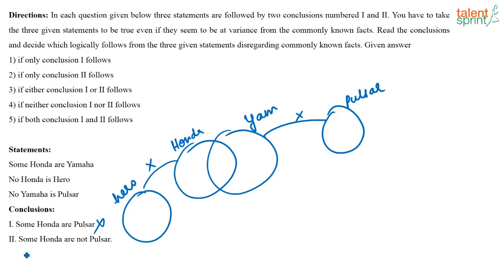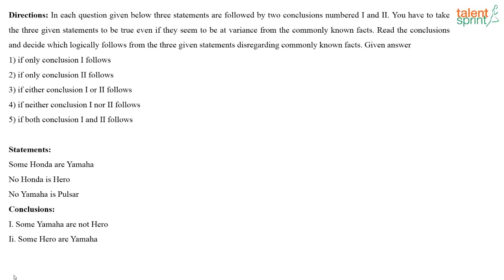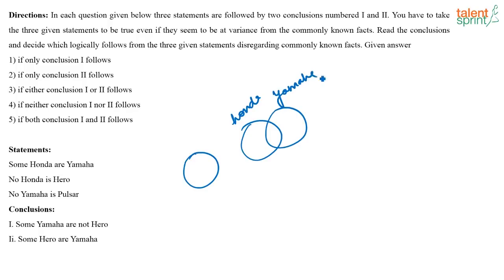Next one. Some Honda are not Pulsar. Yes, definitely Hondas which are Yamaha, right? These Hondas which are Yamaha are definitely not Pulsar. So conclusion 2 follows. So the correct answer here is only 2 follows. Yes. Next one. Same question. The conclusions are different here. So let us just replicate the basic diagram that we drew for the first question. So you have Honda, then you have Yamaha, then you have Pulsar, and here you have Hero. So this is the diagram that we drew.